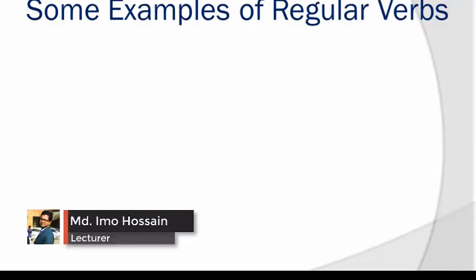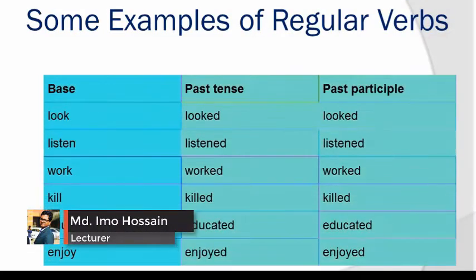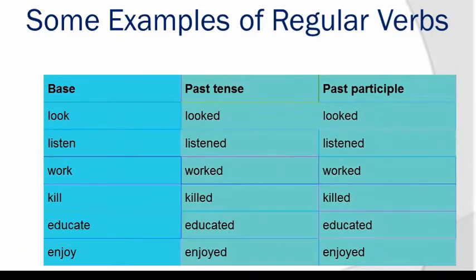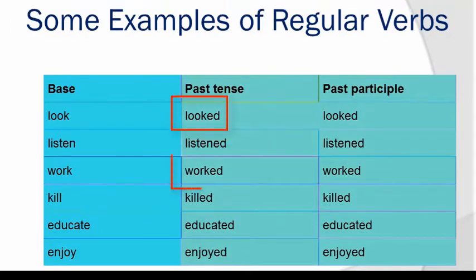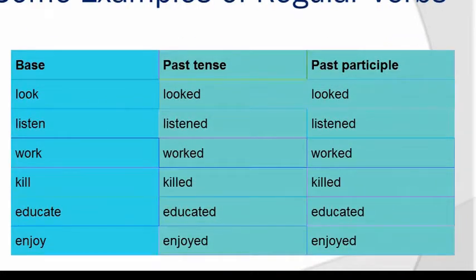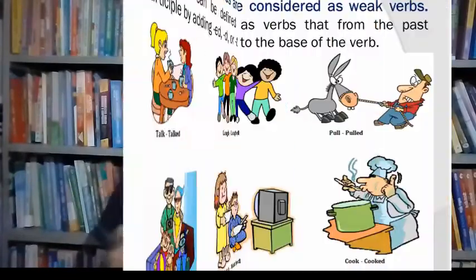I have managed some examples for you. You see the example. Look, looked, looked; listen, listened, listened. See, after conjugating, you are seeing the verb is added with ed, both in past and past participle. Whether it is look, or work, or kill, or enjoy, everywhere you are seeing the use of ed. So the conjugation of this kind of verb is very easy. They can be changed very easily. So, they are weak verbs.